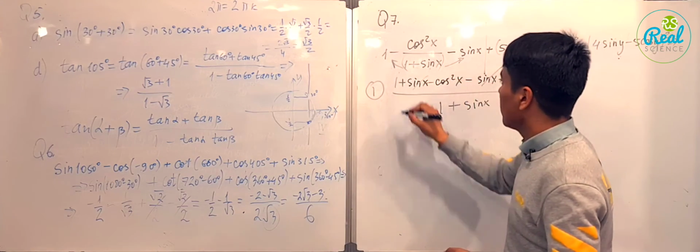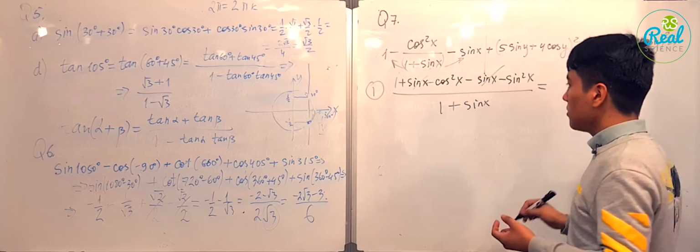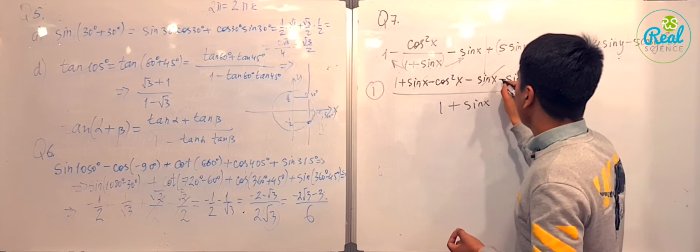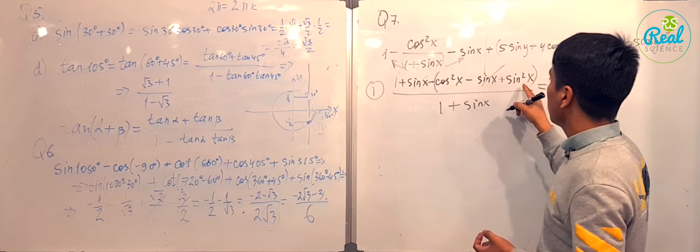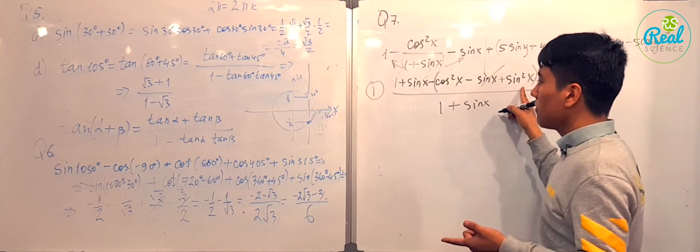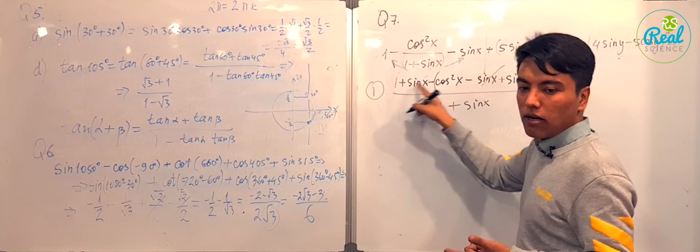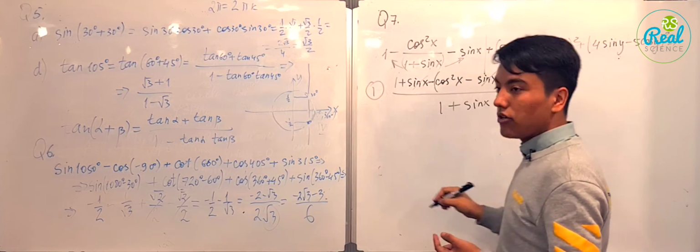So sine x and sine x, they are opposite. The sum of them is 0. And minus and minus, okay. If we put this minus outside, positive? Yeah. And the sum of them is 1. But there is minus. 1 minus 1? 0. First part is 0.